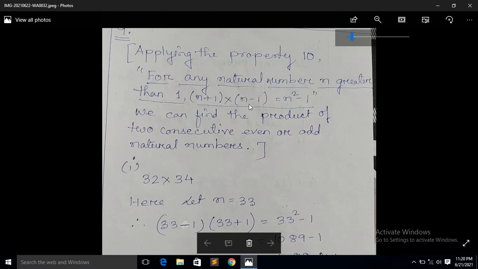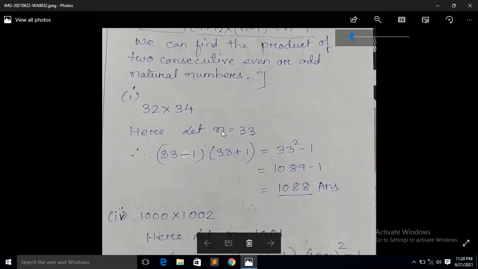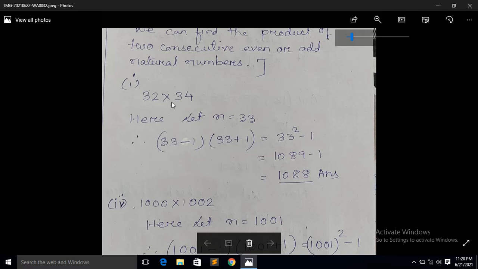But you have to remember the formula, how to do it. So you need to do lots of practice at home. So do practice, otherwise you can't remember all of it. Let us see one example. 32 into 34. So what is the middle number? 33. So you take the middle number as n. N is equal to 33. So 32 will be 33 minus 1, and 34 will be 33 plus 1.